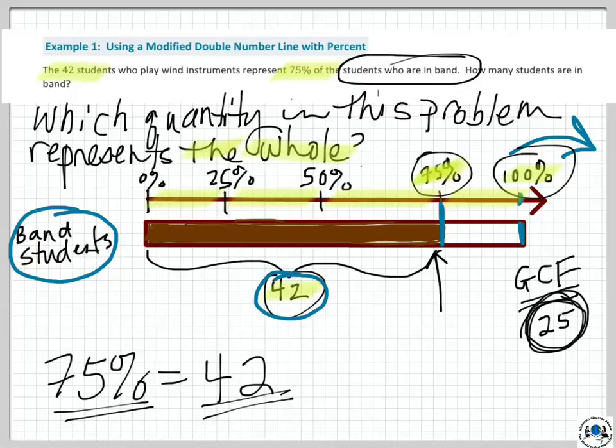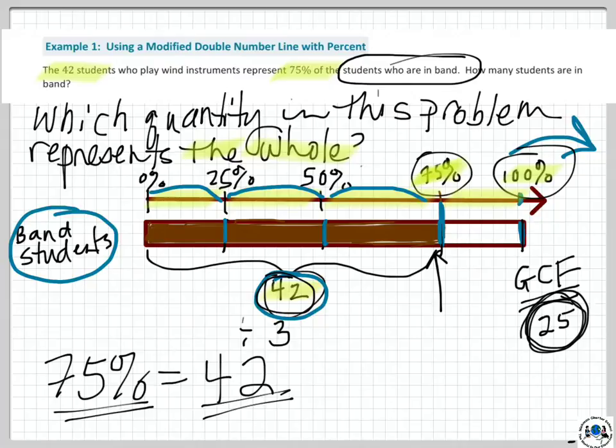And what's nice is that if these can be split up into equal segments, that means the band student bar as well can also be divided into 4 equal segments, just like I did there. And therefore, this 42 students right here is equal to 3 of those segments, okay?